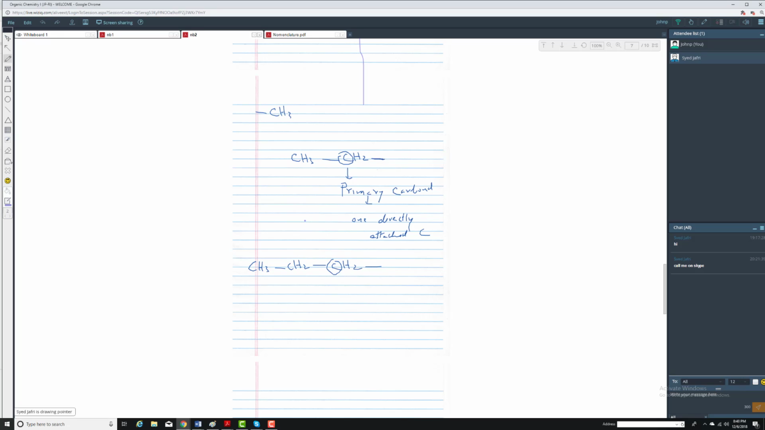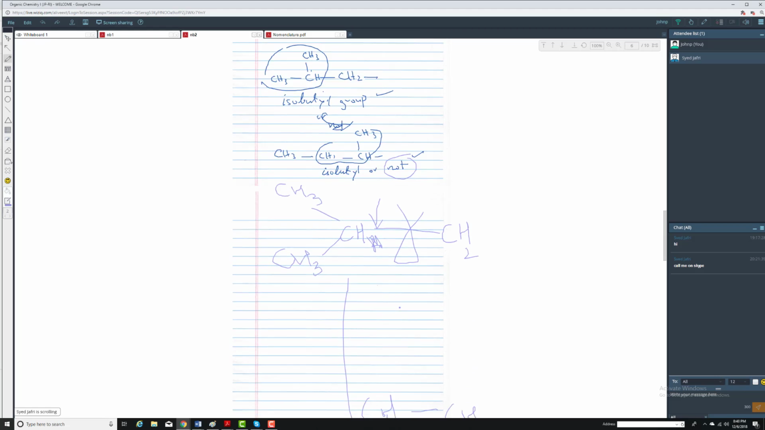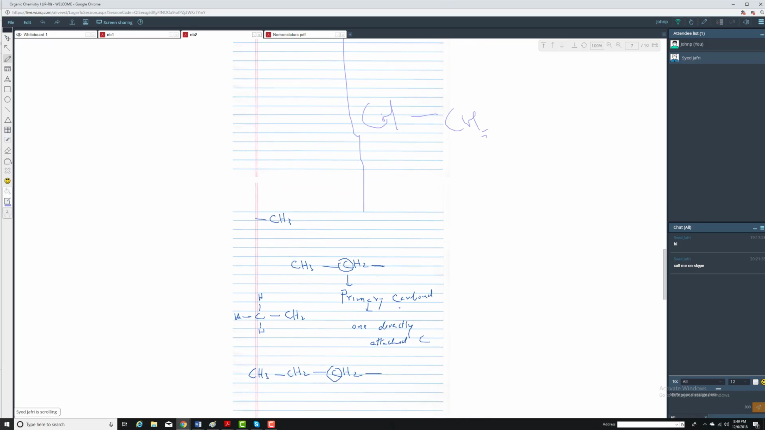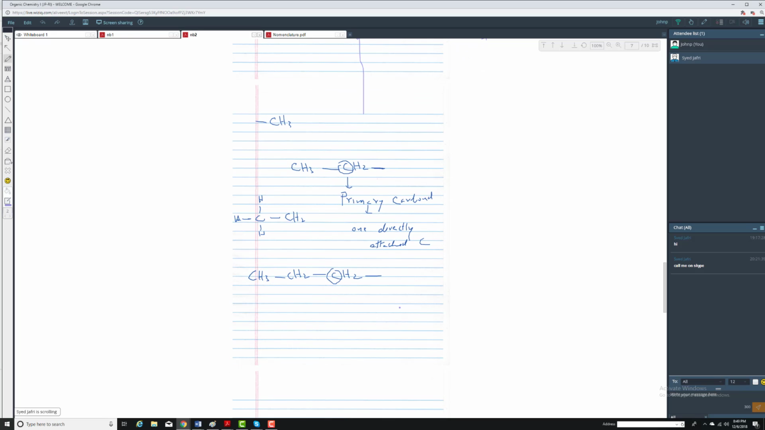This is a primary carbon. This carbon is what? This is still primary. A primary carbon is one which has only one directly attached carbon. Normally we consider something which has a free valency, a free bond, and say that it is attached with one carbon. So the CH3 is primary. This one is primary.